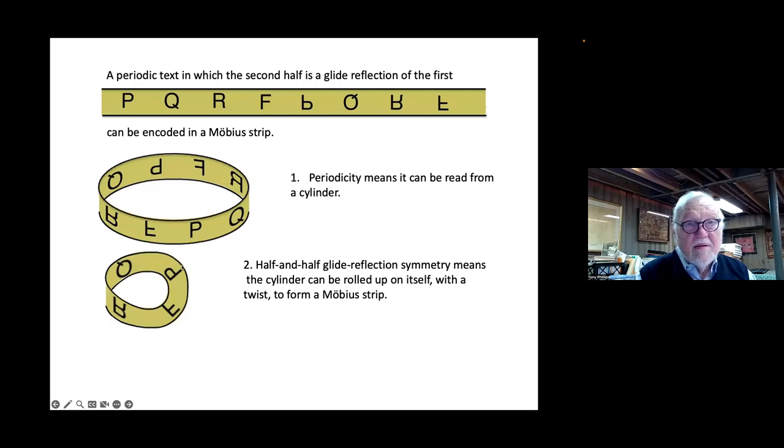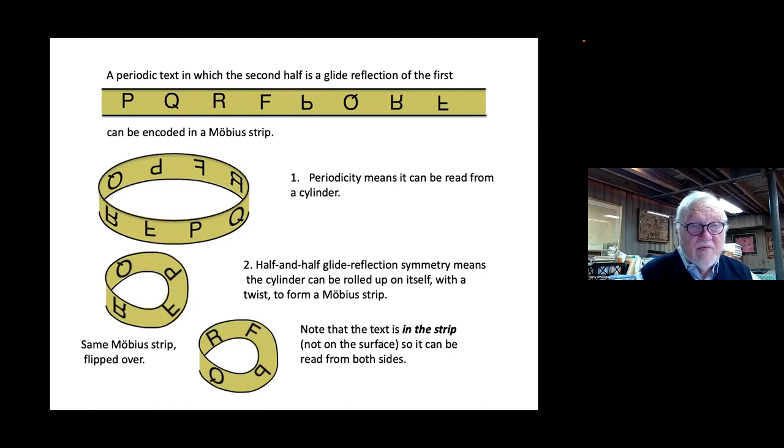Now, the cursor is going along the bottom of the letter. So P, Q, R, F. And when I get around to here, I have upside down P, upside down Q, upside down R, upside down F, and then P, Q, R, F. Right, so this text lives naturally on the Möbius strip.